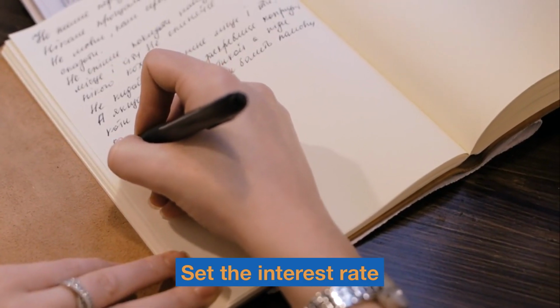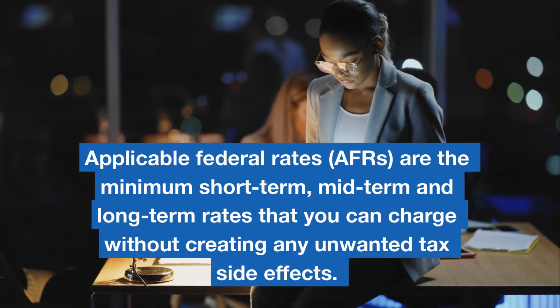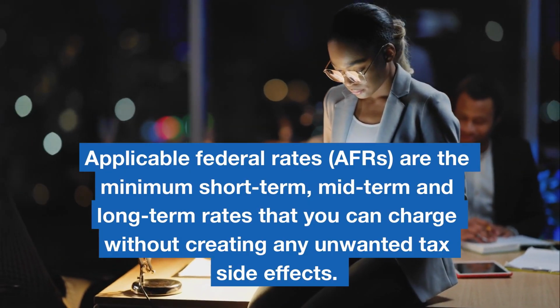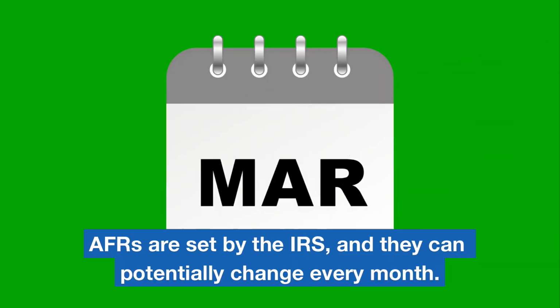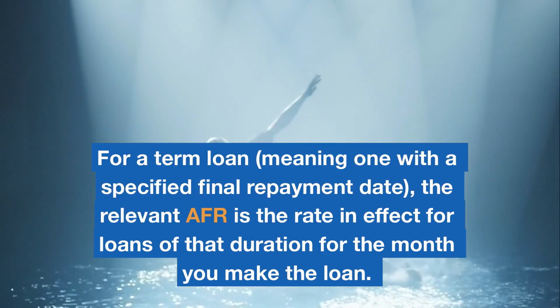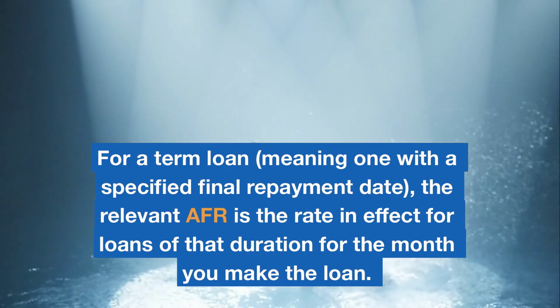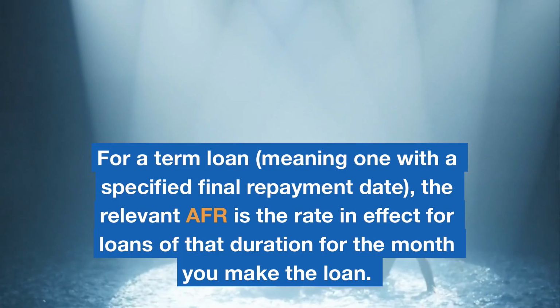Set the interest rate. Applicable federal rates, AFRs, are the minimum short-term, mid-term, and long-term rates that you can charge without creating any unwanted tax side effects. AFRs are set by the IRS, and they can potentially change every month. For a term loan, meaning one with a specified final repayment date, the relevant AFR is the rate in effect for loans of that duration for the month you make the loan.